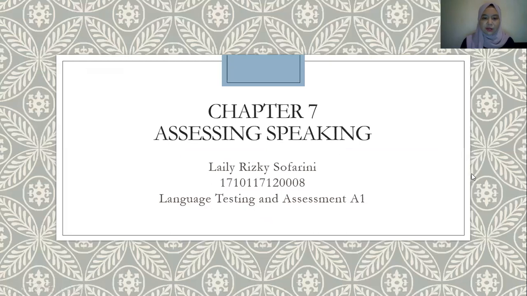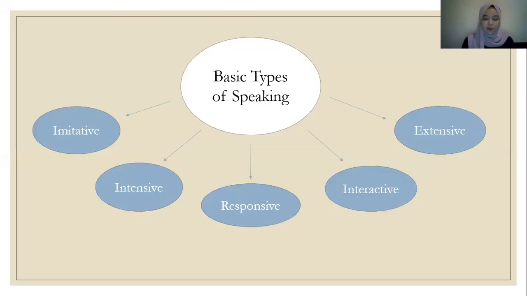Chapter 7, or assessing speaking. So in assessing speaking, there are 5 basic types of speaking. The first one is imitative, the second one is intensive, the third one is responsive, and then interactive, and the last one is extensive. So the first one is imitative.